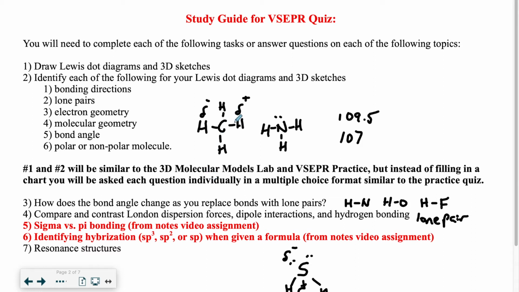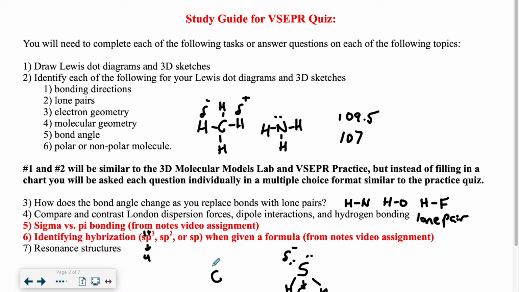Now, since there are 4 bonding directions here, that means that you would need a total of 4 orbitals. The easiest way to figure this out: if you add the 1s orbital plus the 3p orbitals, that would be a total of 4 orbitals. So if you have 4 electron groups going around your central atom, like you would here or here, because 1, 2, 3, 4, then you would have sp3 hybridization.